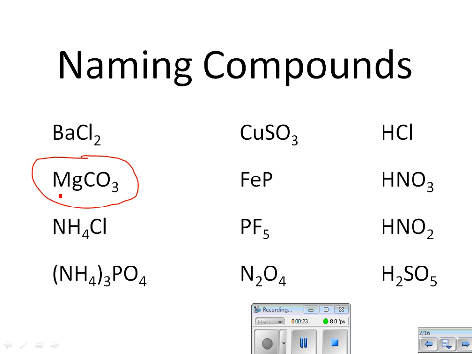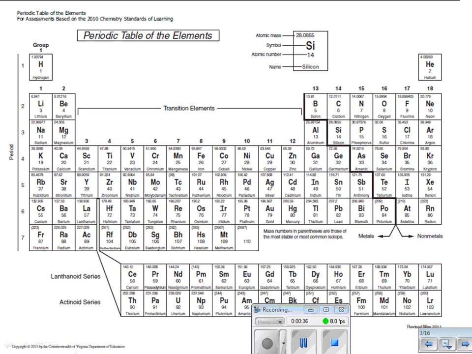I always take a look at the first element in the compound and try to figure out where it is on the periodic table to determine what set of rules I'm going to use. So we have Mg as our first element. Let's go to our periodic table, and we will find Mg is right here. That tells us group 2, it's an alkaline earth metal. We know that it is a metal. Right away I am thinking ionic compound.